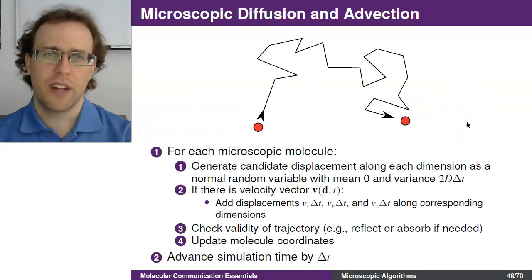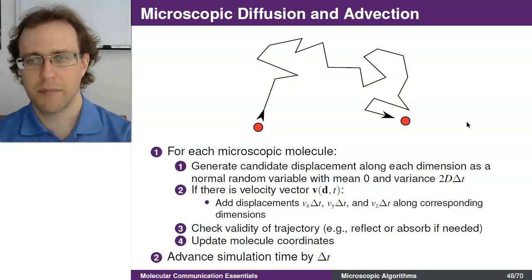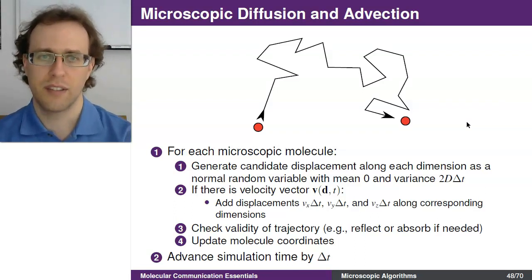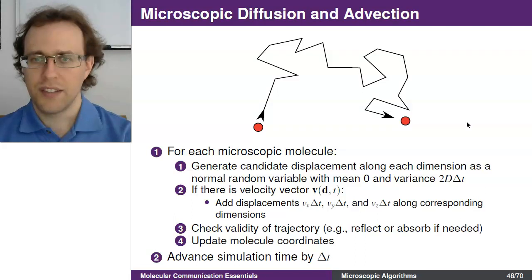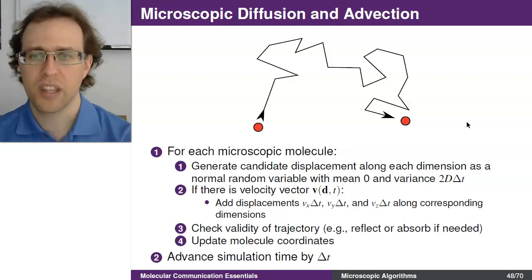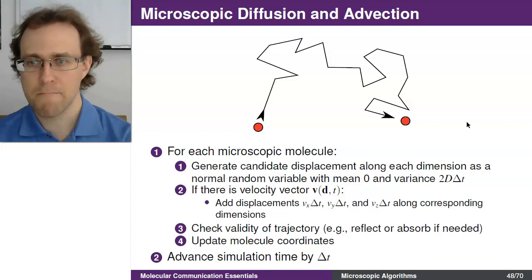So for simulating diffusion and advection together, you can just use this pseudocode, where for each microscopic molecule, you generate a candidate displacement along each of the dimensions. So if it's 1D, you generate one random variable. If you have 3 dimensions, you generate 3 random variables. And these need to be normal random variables with a mean of 0, and the variance is going to be 2 times your diffusion coefficient multiplied by your time step. And then if you have a velocity vector, you also add a constant displacement, which will be each velocity component multiplied by the time step, and you have that along each of the dimensions that you're including in your model.